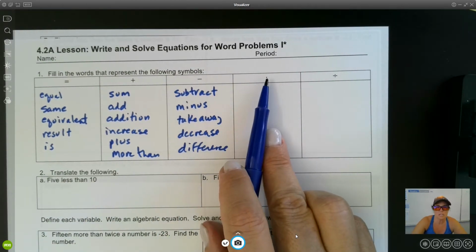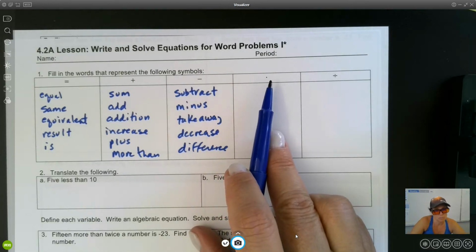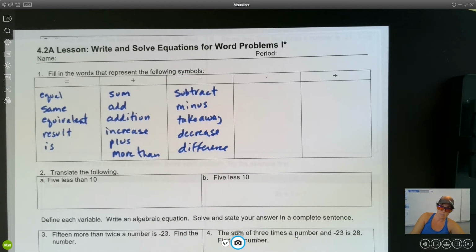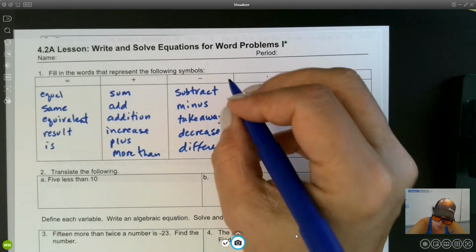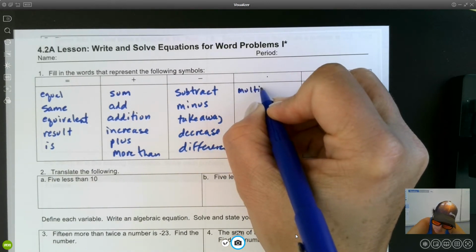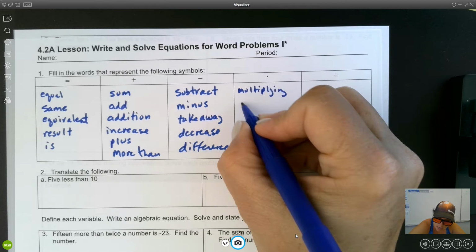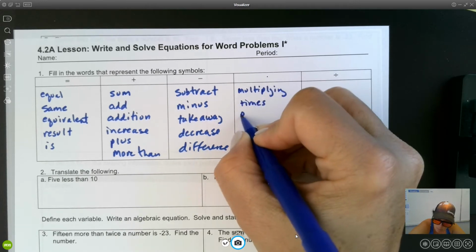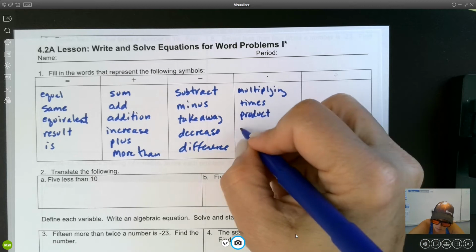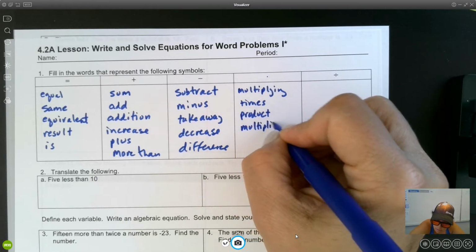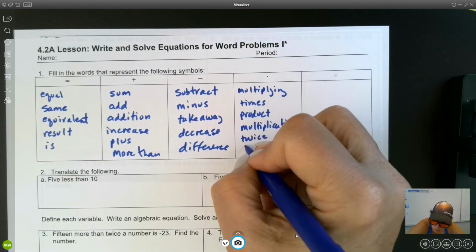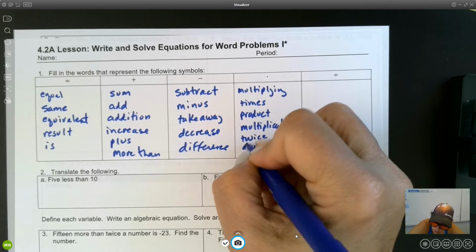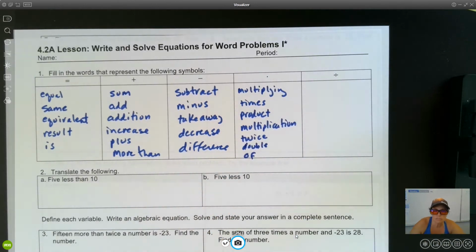Okay, this is a multiplication sign. We don't use an X looking thing anymore because we are using x's now, and that gets very confusing. So the dot we use for multiplication. Multiplying, times, product, multiplication, twice, double, of. Of is a kind of good one. You might see that quite often.